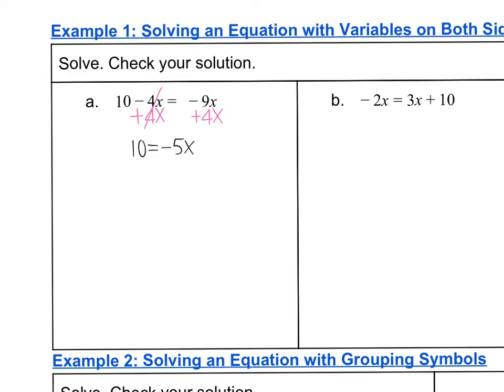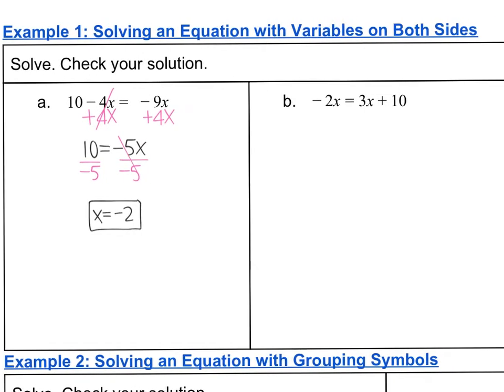From here, I can actually go ahead and solve. I can get that x by itself by dividing both sides by negative 5. I'll get x equals negative 2. At this point, I'm going to leave the check up to you guys. We've been checking our work all the time. I want you guys to continue to do that. I'm going to have you check this one on your own, okay? And I'm going to have you check all of them on your own as we move forward.